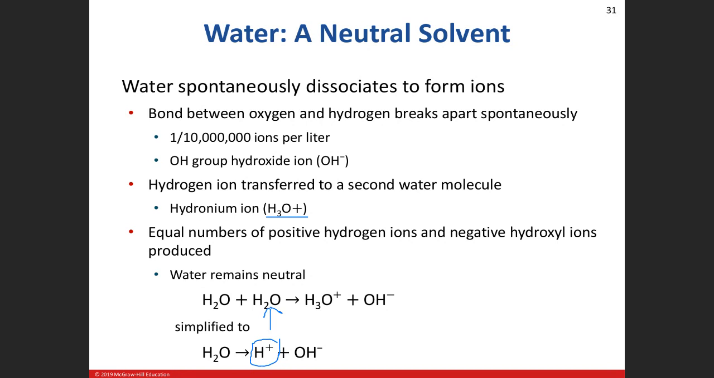But the really important concept that I want you to pay close attention to is this one down here. One water molecule will spontaneously dissociate, just break apart, and you'll have equal parts hydrogen ion and equal parts negative hydroxide ion.